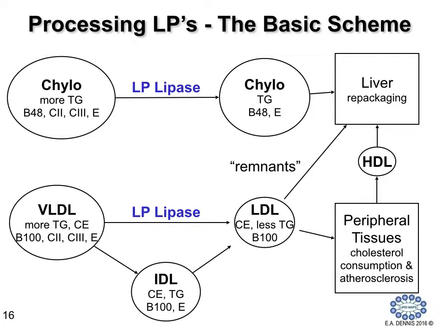Some of that LDL travels to peripheral tissues, and it is taken up by a receptor-mediated process in those peripheral tissues, as well as in the liver, which we will describe in more detail in the second part of the lecture. HDL interacts with those peripheral tissues to deliver cholesterol to the liver.